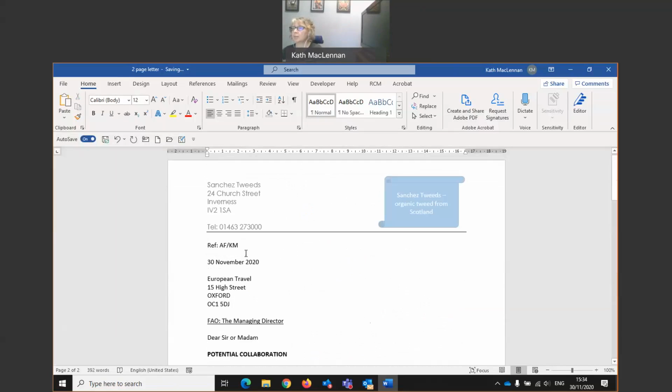So that's how you would lay out a letter. Your reference, 2 enters, date, 2 enters, address, 2 enters, either for the attention of, or it might be confidential. You could also have confidential here as well, if you're writing a letter that you want to be confidential, if it's only for the eyes of the person seeing it.